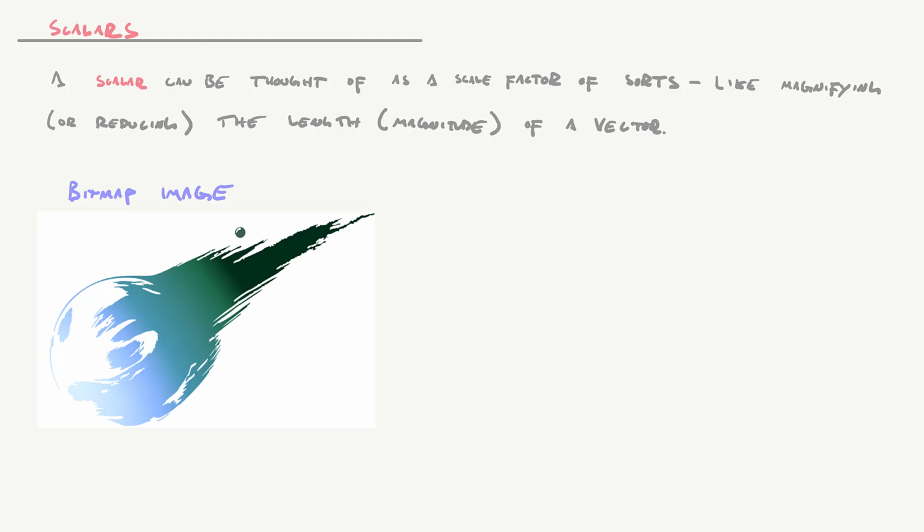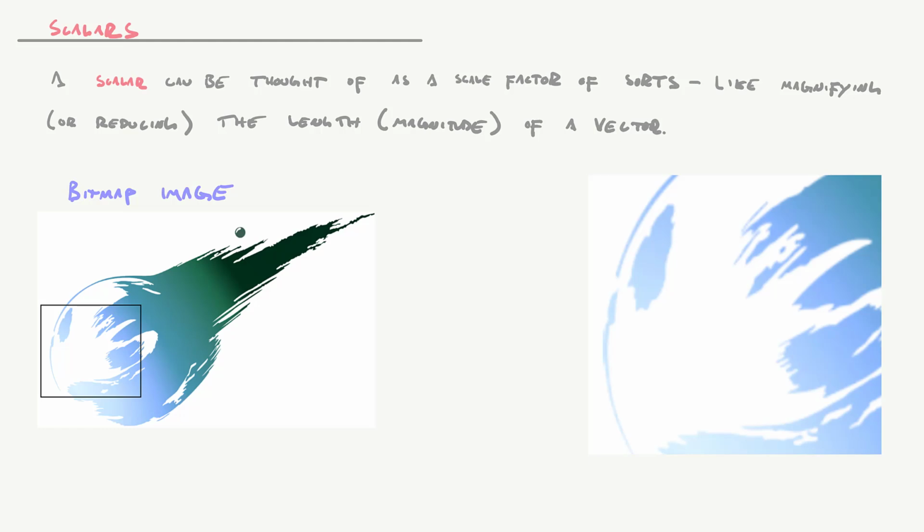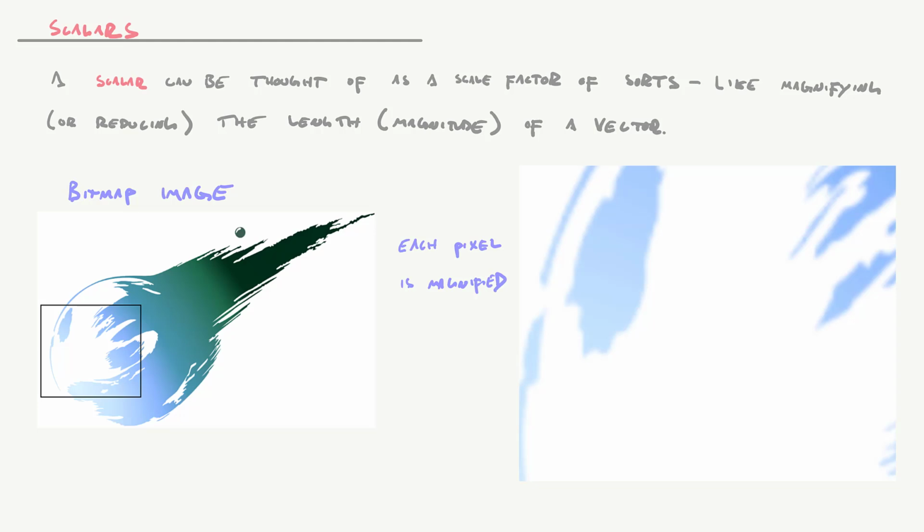So if you zoom in, let's say we're going to zoom into this block here. If you zoom into a bitmap projection image, you actually are enlarging the pixels. You're enlarging the squares of color that you see. So if you keep going, you're going to start seeing the individual squares. The image gets kind of blurry. Each pixel basically is getting magnified.